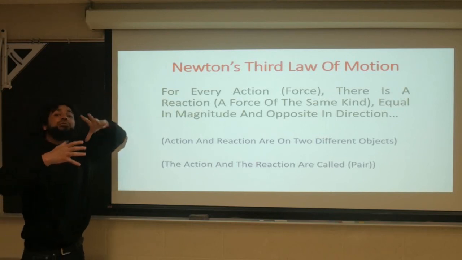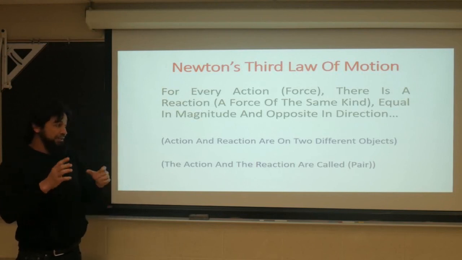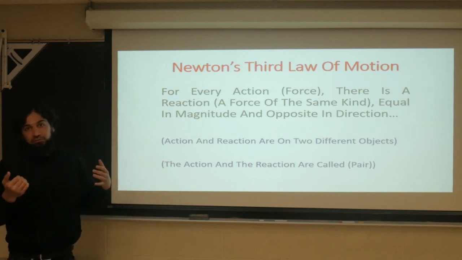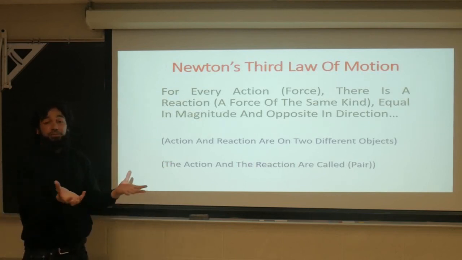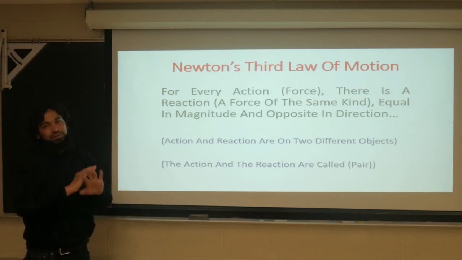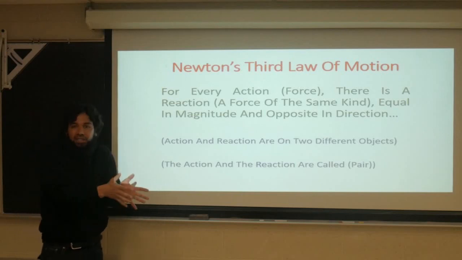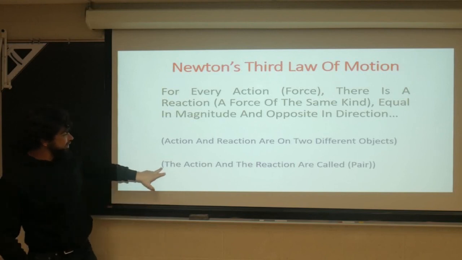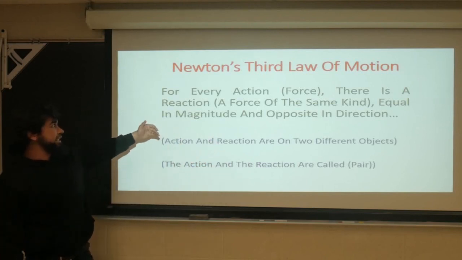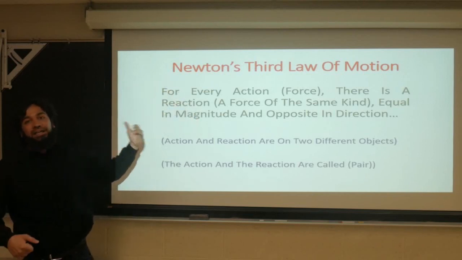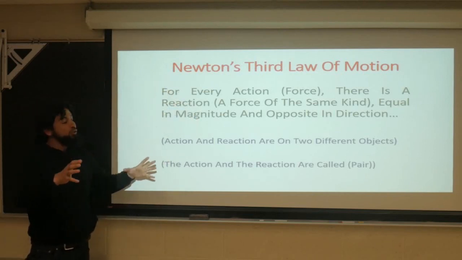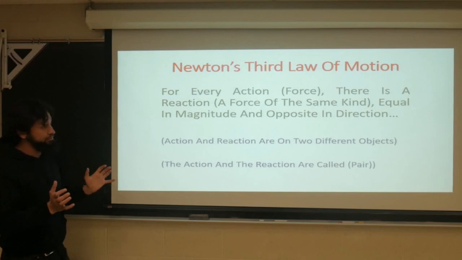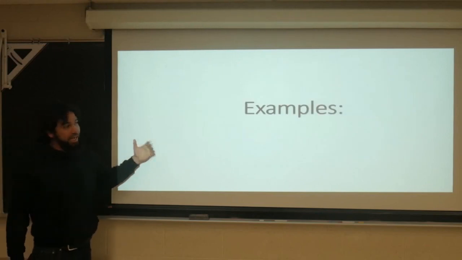Suppose that the action and reaction were on the same object. Every time I apply a force on an object, some reaction would come from nowhere in the opposite direction. So all the time you would find that the total force on any object would be zero. Nothing would move and the universe would be spoiled. So the action and reaction are all the time on different objects. The action and reaction are called a pair. We say these are Newton's third law force pair. I'll give you some examples for the actions and reactions.